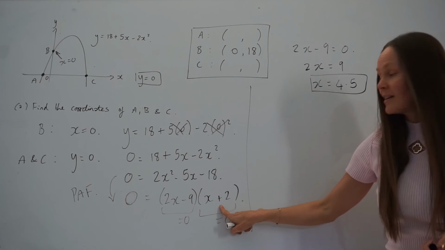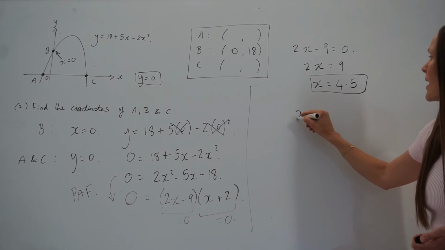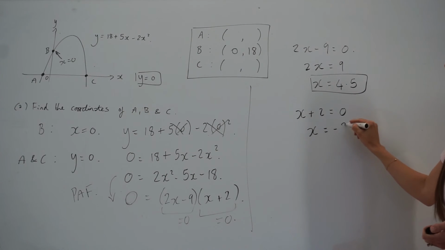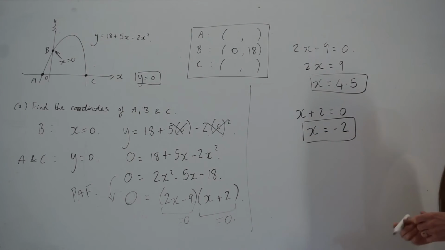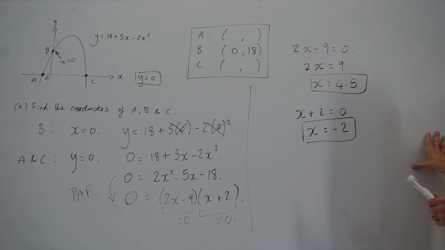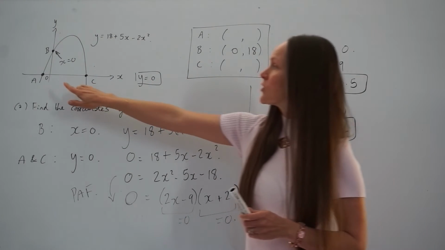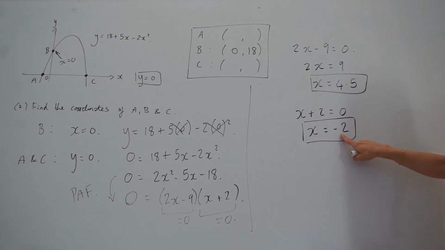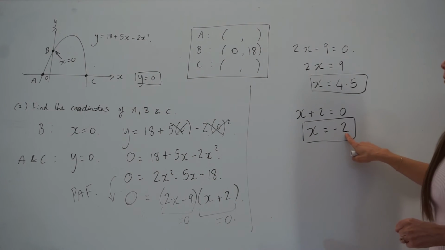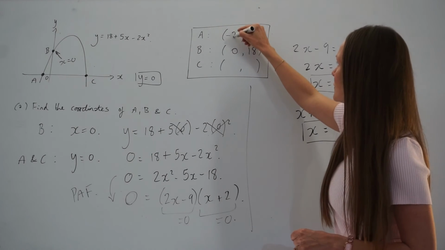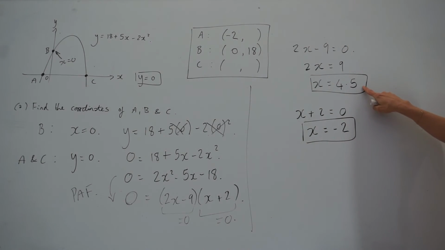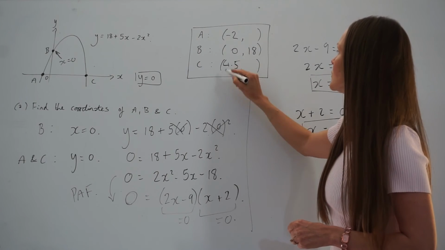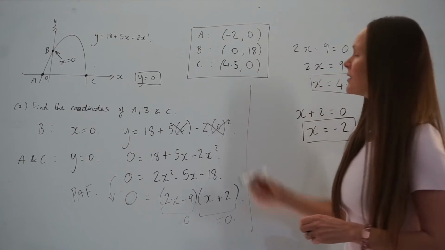Or this bracket here is equal to 0. So x plus 2 equals 0. So the other value of x must be negative 2. Okay, so if we look back at the diagram, we can see that the x-coordinate of point A has to be negative, so that would be this one here. Okay, so at point A, x is negative 2, and so at point C, x should be 4.5. And remember, the y values are both 0.